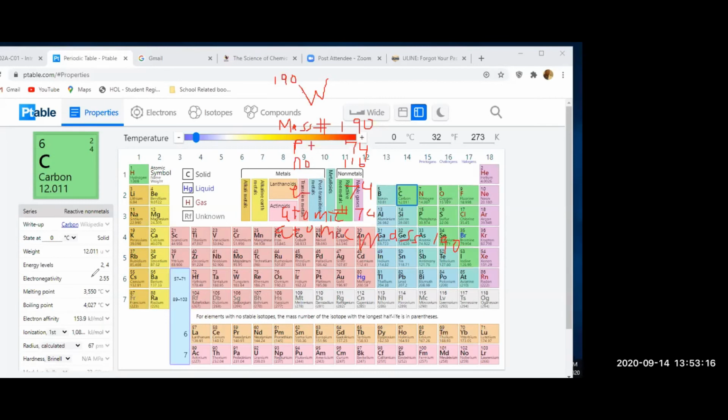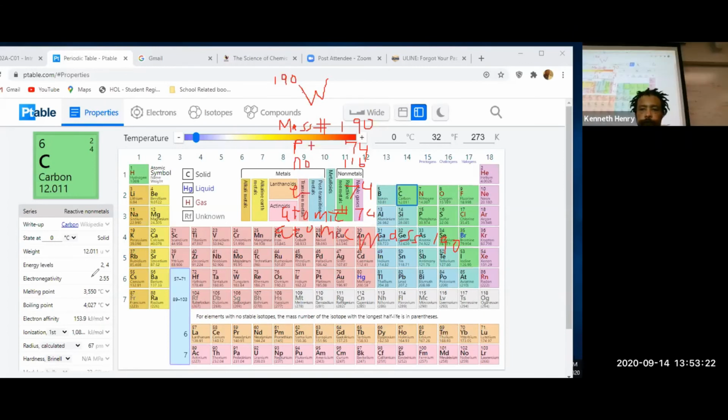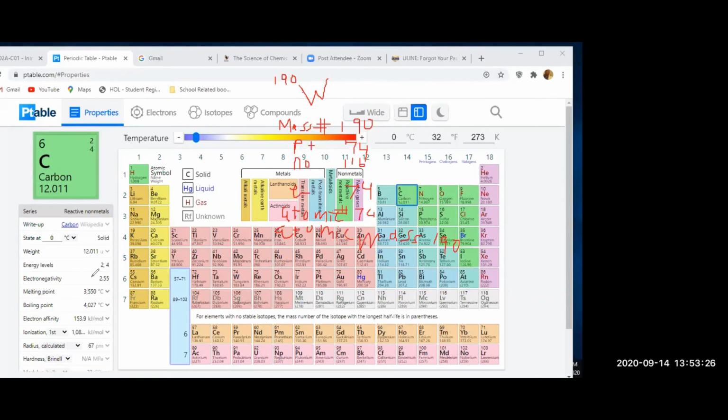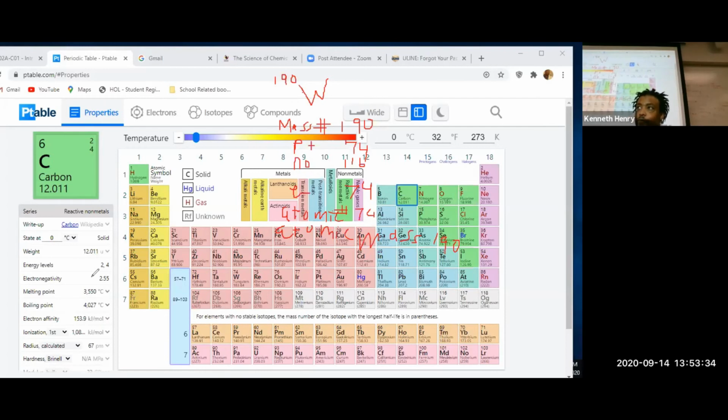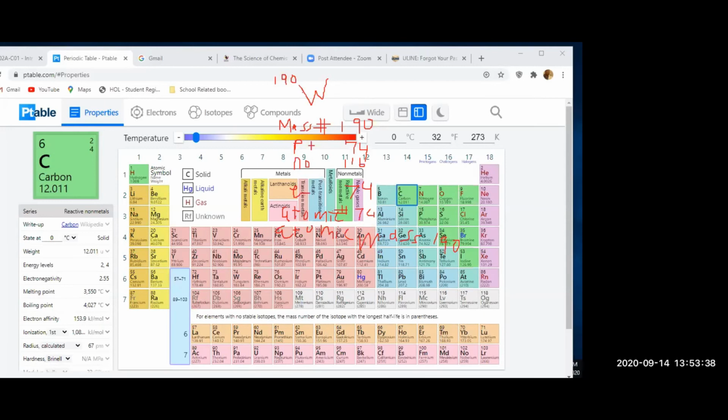Okay, just because the mass is 190. Gotcha. So if the mass number was like 170, let's say, then the atomic mass would still be 170? That is correct. Okay, gotcha. Just because it's an isotope. Yep. Okay, thank you.